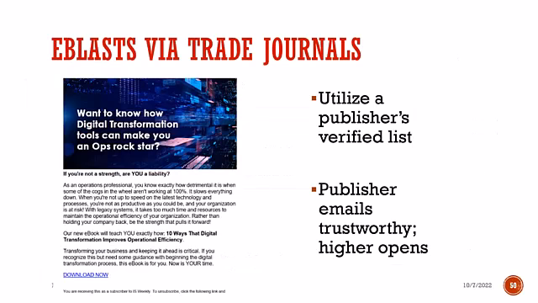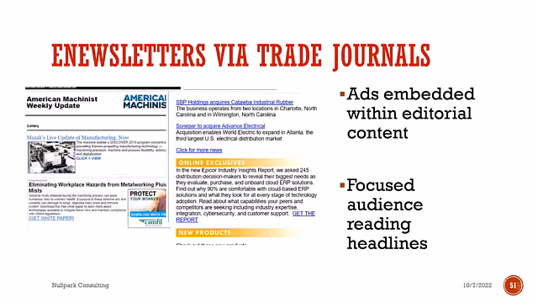E-blasts via trade journals. I do this a lot. Utilize a publisher's list. Publisher emails are trustworthy and they have higher open rates. So this is an example. E-newsletters via trade journals. People love reading content like product updates and things like that, or promoting their latest headlines. Ads can be embedded within editorial.